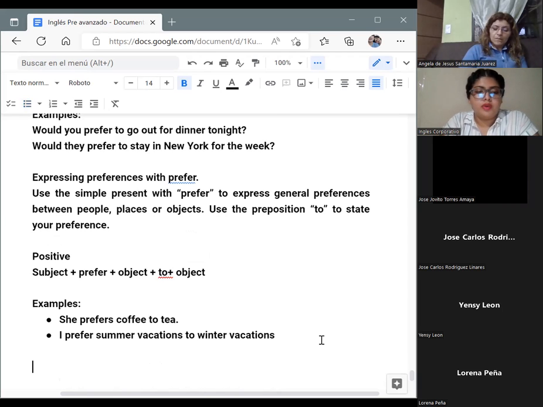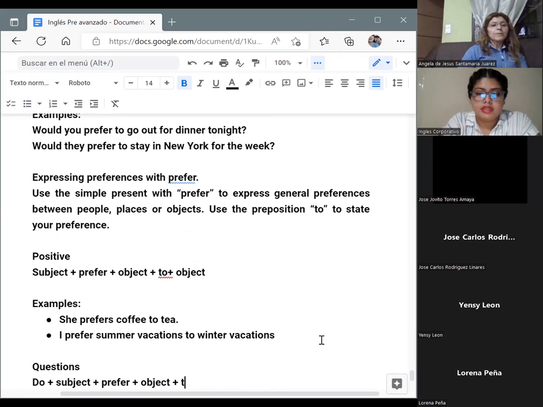And the structure for questions, in this case, we're going to use do because we don't have the auxiliary will. Do plus subject plus prefer plus object plus to plus object.